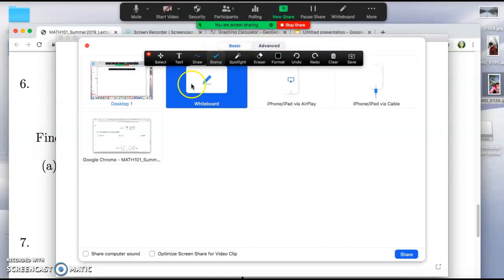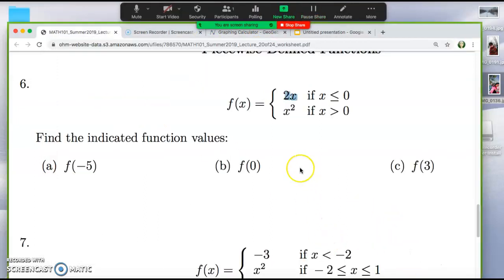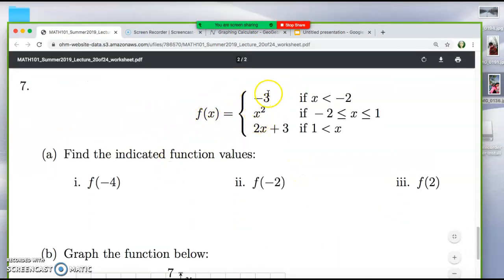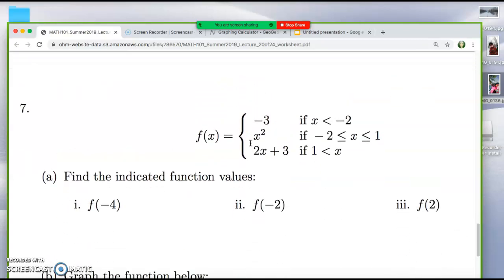So for number 7, we have the same thing. We have functions. f of x equals -3, which I can only use if my x is less than -2. We have f of x equals x squared, which can only be used if my x is between -2 and 1 and equal to them. And then we have f of x equals 2x plus 3, which can only be used if my x is greater than 1. And then same thing, they want us to evaluate these functions. So let's go ahead and do that.